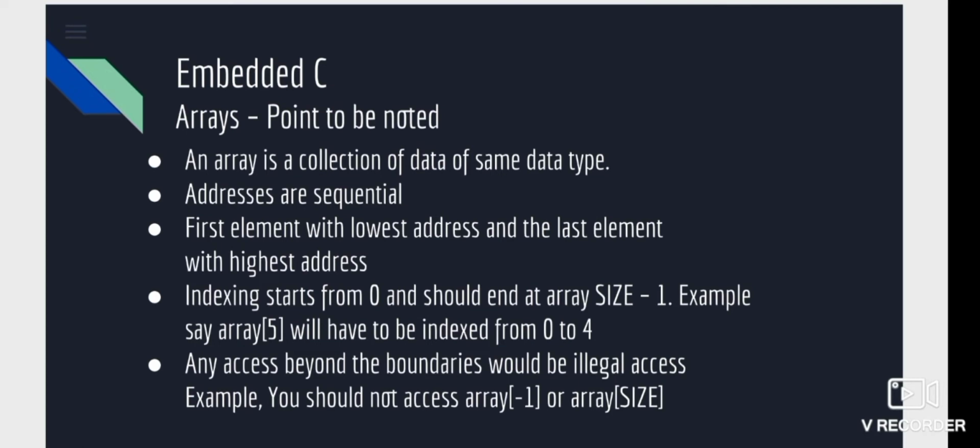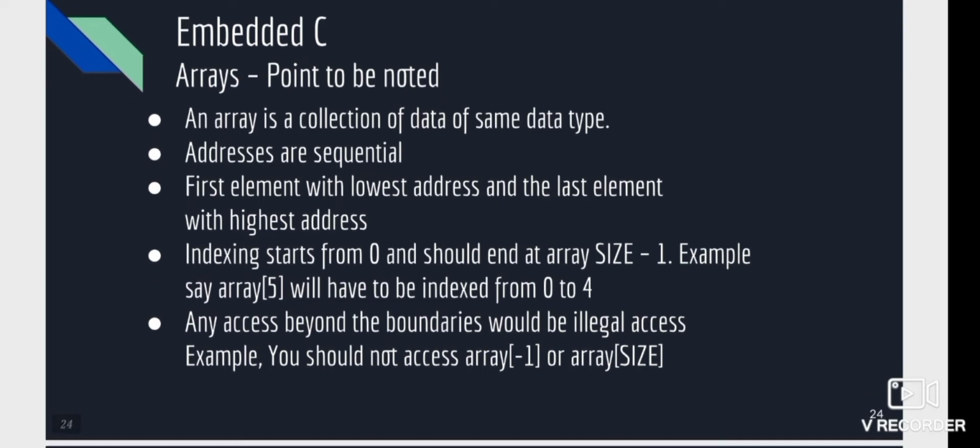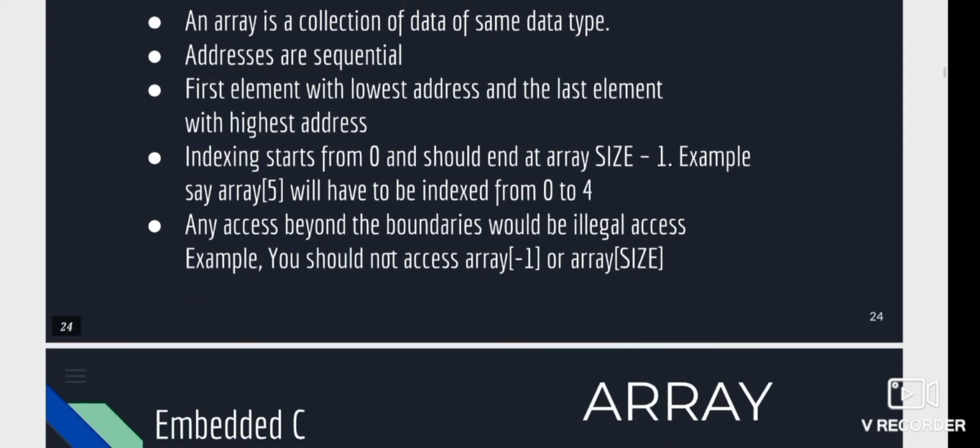Arrays. Points to be noted. An array is a collection of data of the same data type. Addresses are sequential. The first element has the lowest address and the last element has the highest address. Indexing starts from 0 and should end at array size minus 1. Example, say array of size 5, it has to be indexed from 0 to 4.